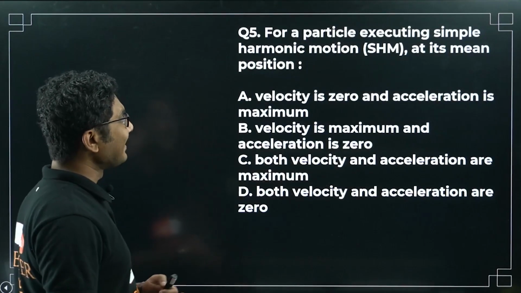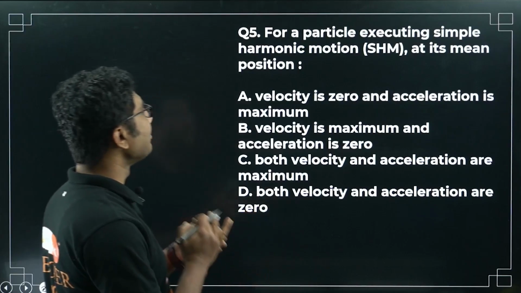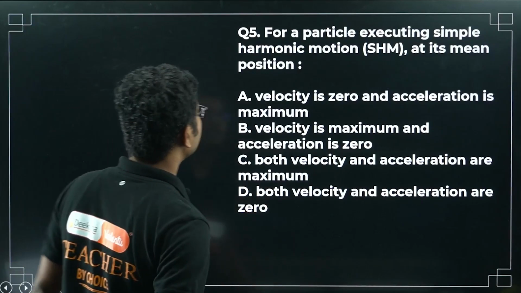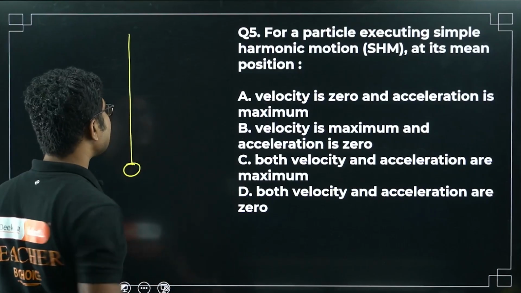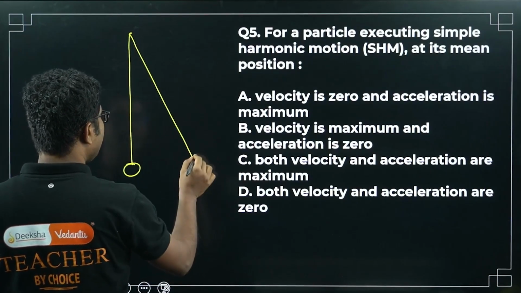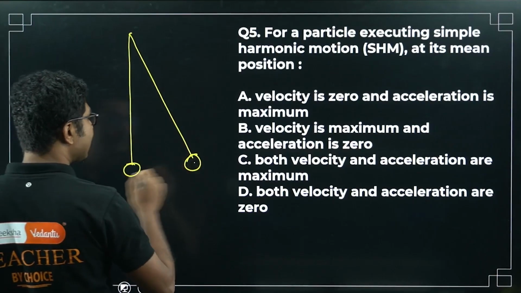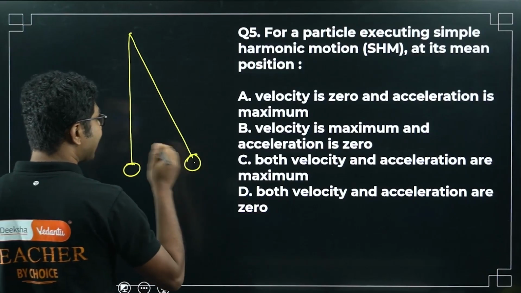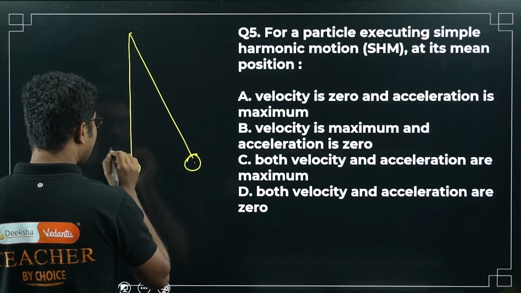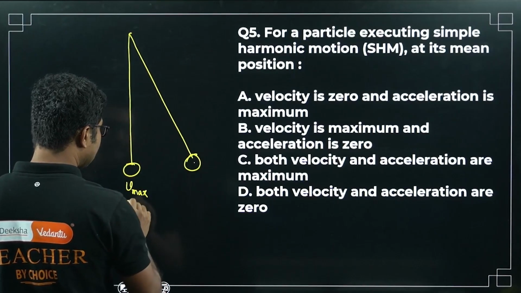Next, for a particle executing simple harmonic motion at its mean position, for example the pendulum example we have taken, what happens at the mean position? Now at the extreme position velocity becomes 0, that's why it stops momentarily, but its acceleration is maximum. At the mean position its velocity is max, acceleration is 0.